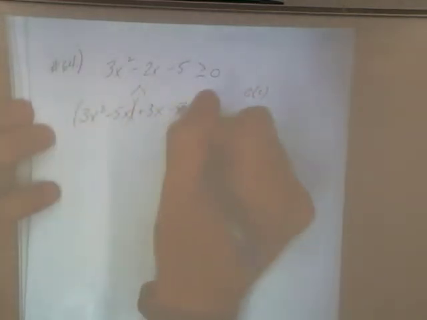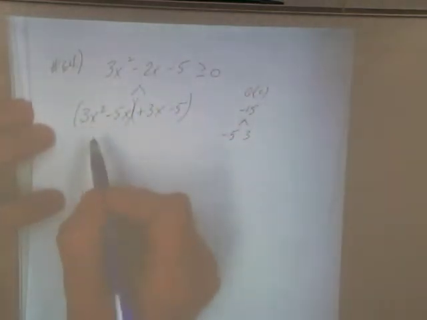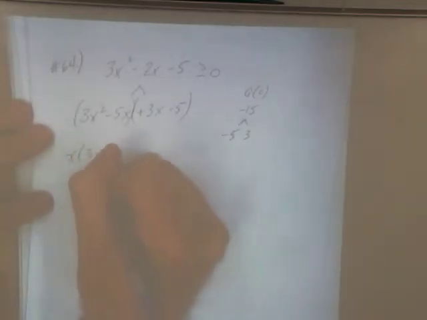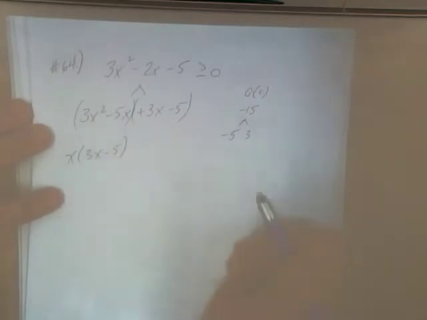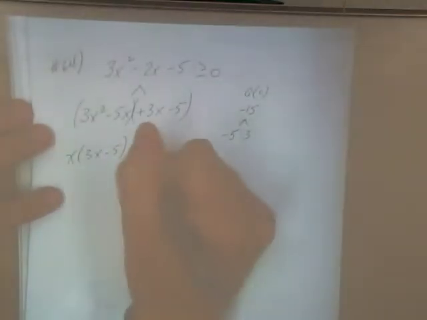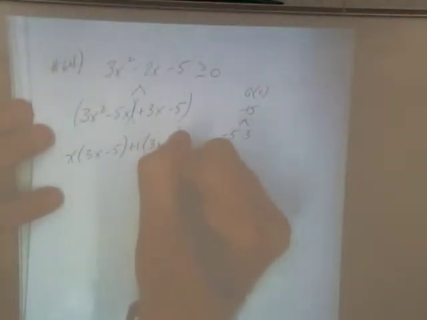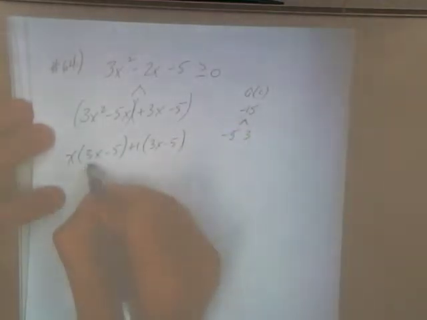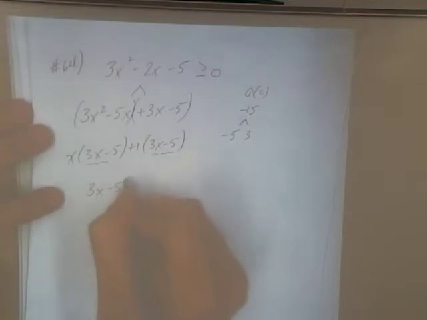Group it by 2's. What can I pull out of the first grouping? An x. That'll leave 3x minus 5. What can I pull out of the second grouping? Plus 1. That'll leave 3x minus 5. What's inside the parentheses is the same. That means we did it right. So 3x minus 5 and x plus 1.